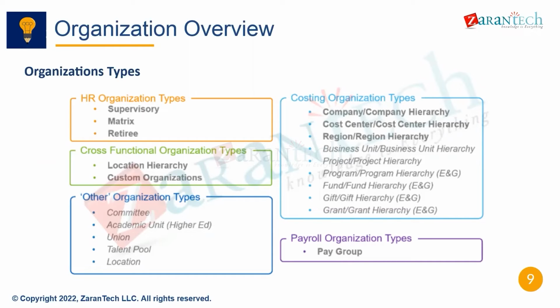Now there are different additional organization types, which are committee, academic unit, union, talent pool, location, whatever. So you can have your own way of defining certain things, right? So let's say we expand as a team and we define there are 4 different teams in our company for fun events, right? So team red, team blue, team green, team yellow, right? These are different ways of categorizing people again.